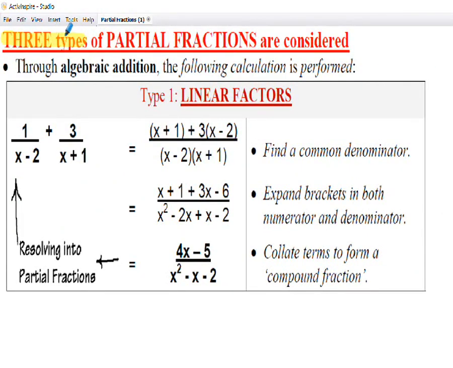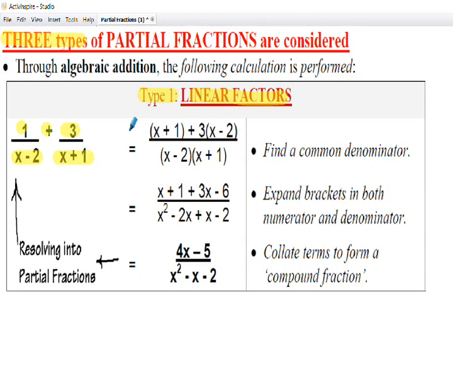There are three types of partial fraction to be aware of. The first type is the linear factor. And these are linear factors: the x over the x minus 2 plus the 3 over the x plus 1. The x minus 2 is a linear factor because it's a linear function of x, and the x plus 1 again is a linear function of x.